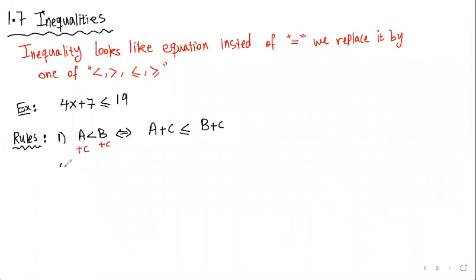The second rule says if I have A less than or equal to B, and this time I subtract C, then A minus C is less than or equal to B minus C. So again, if I subtract the same quantity from both sides, I get an inequality equivalent to the original one.